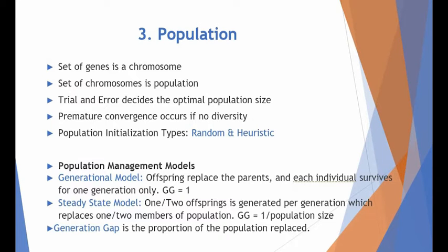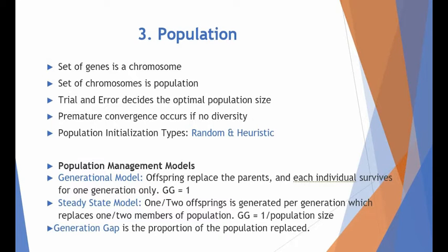Population management models. There are 3 population management models: generational model, steady state model, and generational gap. In the generational model, offspring replace the parents and each individual survives for one generation only. So GG equals 1. We take it as it is.